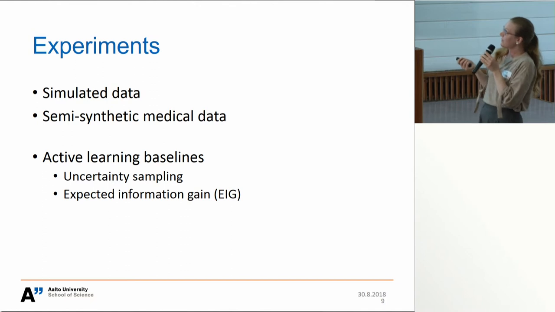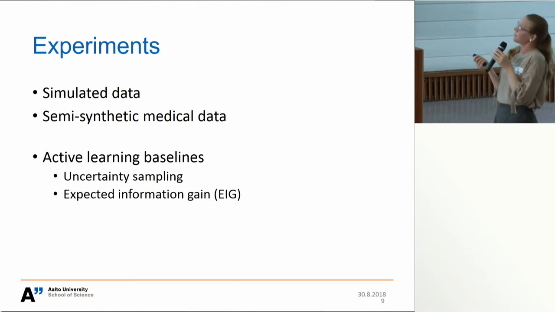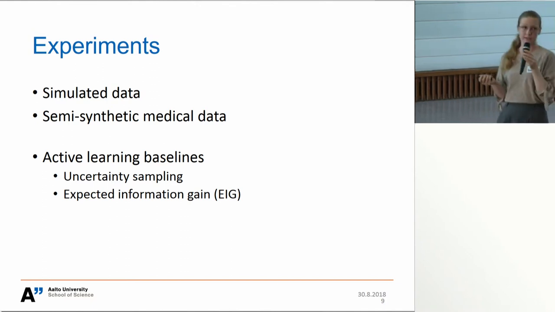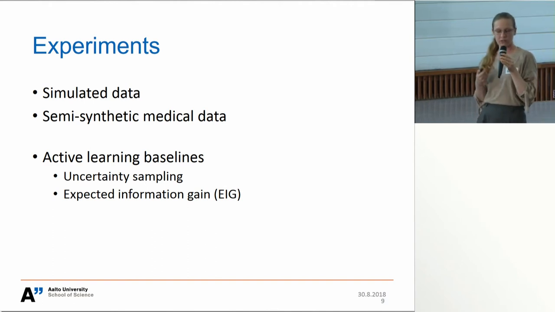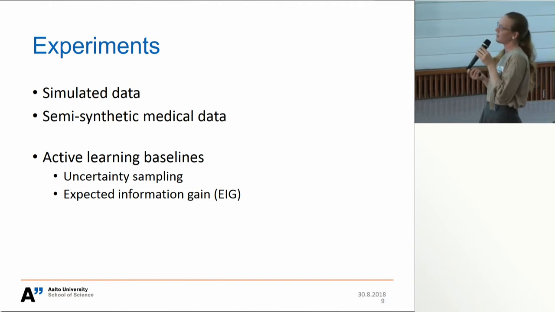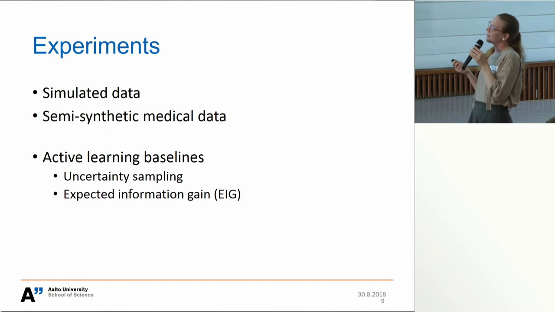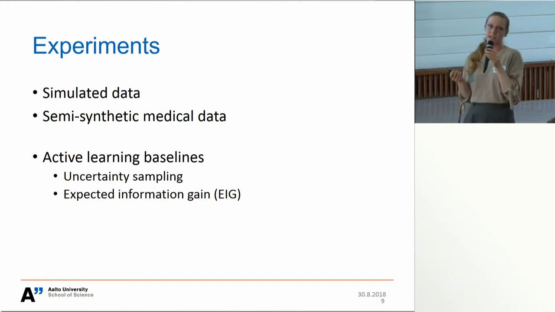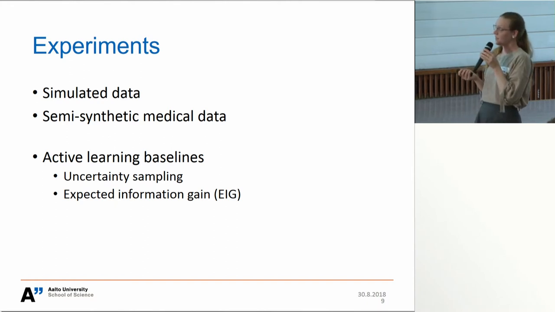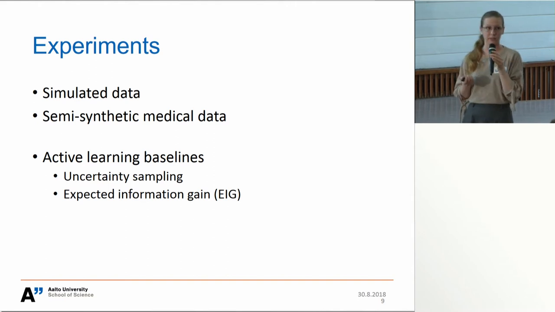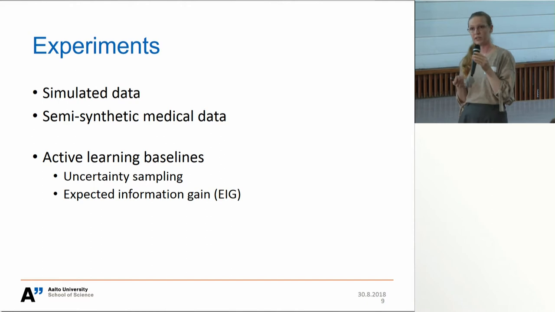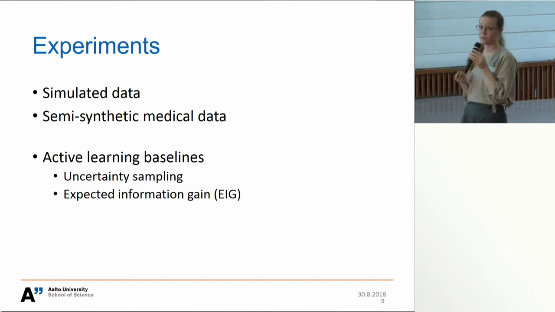So in our experiments, we first did it with simulated data just to find out if the idea is sensible, and then with semi-synthetic medical data. And for the active learning baselines, we used two very widely used methods. One is uncertainty sampling, and the other one is expected information gain.